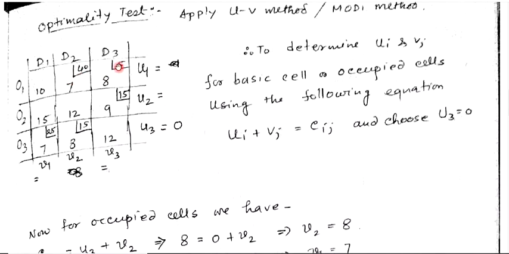Here the first row has 2 allocations, the second row has 1 allocation, and the third row has 2 allocations. So the maximum number of allocations is in the first row and third row. So we can choose u1 equals 0 or u3 equals 0. I am choosing u3 equals 0. If no row has the maximum number of allocations, that is, if a column has more, you may choose the column, but preferably the row with the maximum number of allocations is chosen, and its corresponding u value is taken as 0.